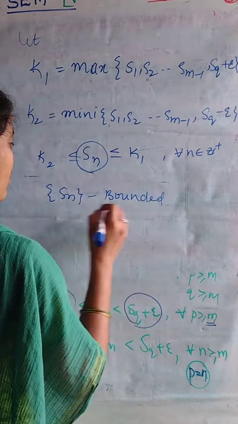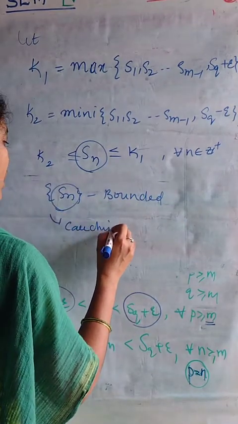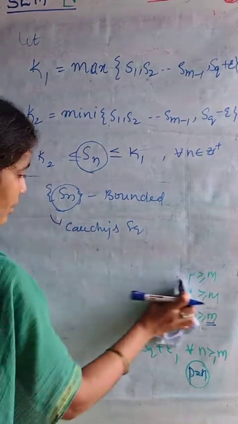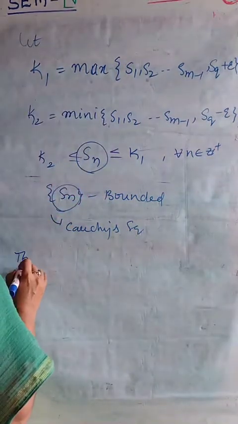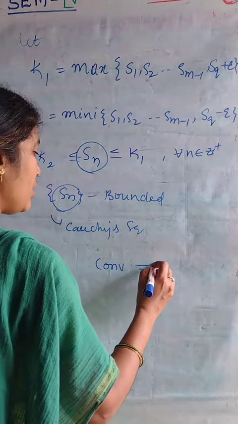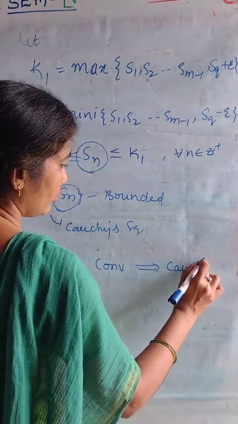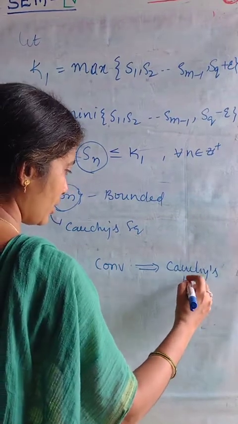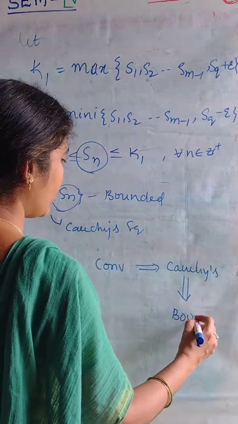Which is Sn? What is Sn here? It is a Cauchy sequence. That means every Cauchy sequence is bounded. In the last class, theorem 1 says that every convergent sequence is Cauchy. And today we discussed in theorem 2 that every Cauchy sequence is bounded.